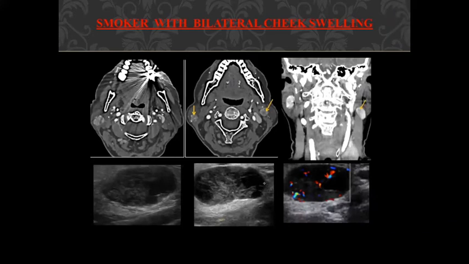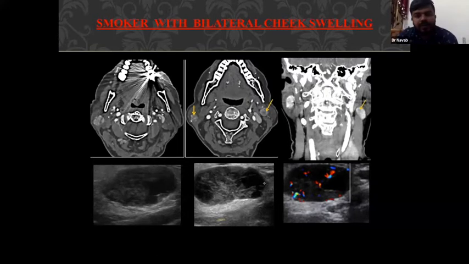You already told about that. Warthin's tumor. That is bilateral, multifocal. How much percentage can it be? It is almost 10 to 20% can be bilateral. It is not always bilateral; sometimes it can be unilateral also. So sometimes the cystic variety of pleomorphic adenoma is a differential, right?